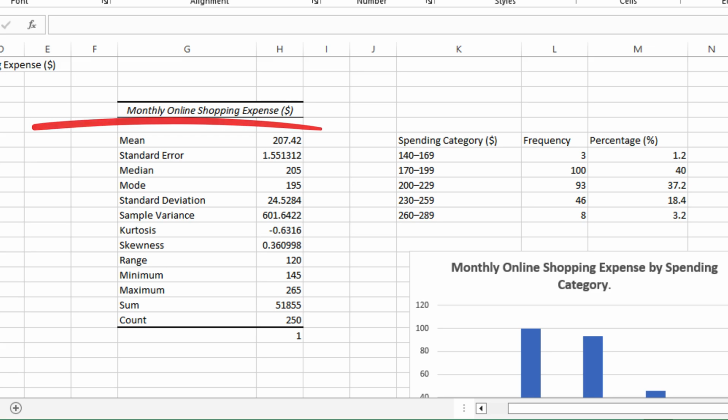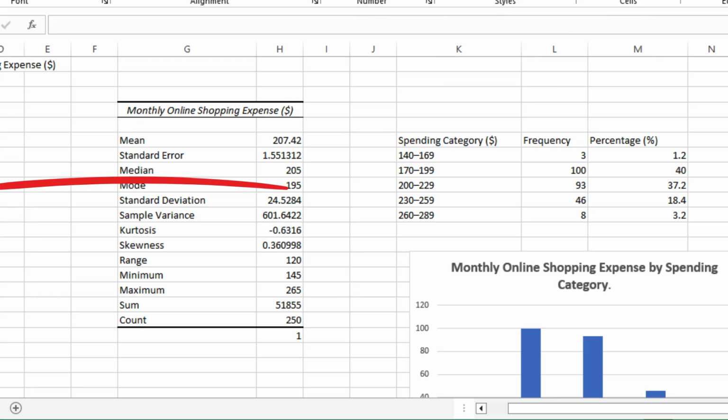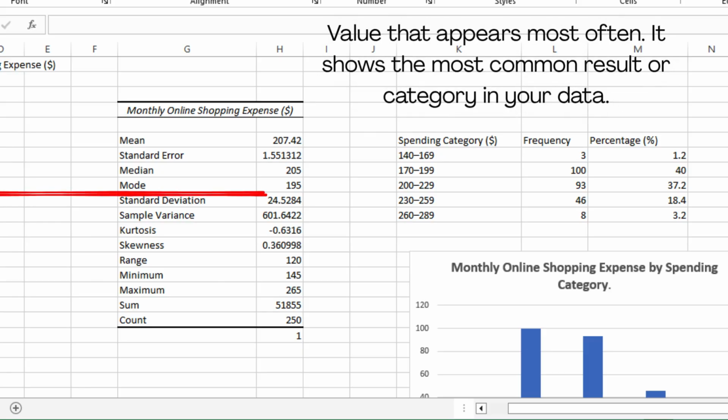results are. The median is the middle value after arranging all the results from the smallest to the largest. It shows the point where half of your results are below it and the other half are above it. The mode is the value that appears most often. It shows the most common result or category in your data.